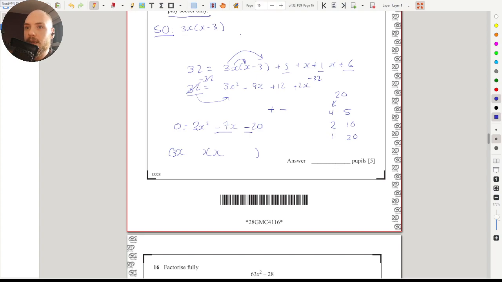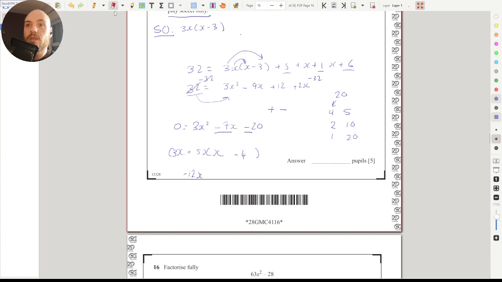So I'm thinking 3x multiplied by minus 4. 3x by minus 4 will give us minus 12x. And I'm thinking plus 5 in here. Okay, I know this looks like an x. This is just a bracket.